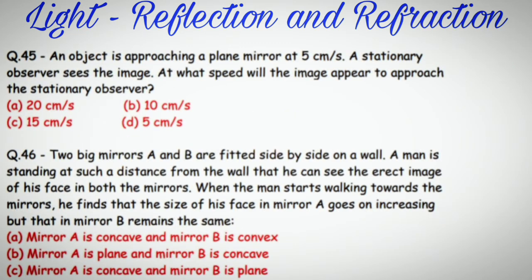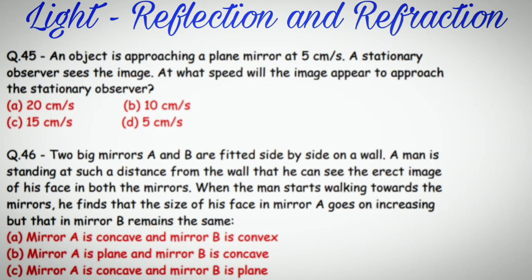Next question comes here. An object is approaching a plane mirror at 5 cm per second. A stationary observer sees the image. At what speed will the image appear to approach the stationary observer? Option A 20 cm per second, option B 10 cm per second, option C 15 cm per second, option D 5 cm per second. And the correct answer is 10 cm per second.